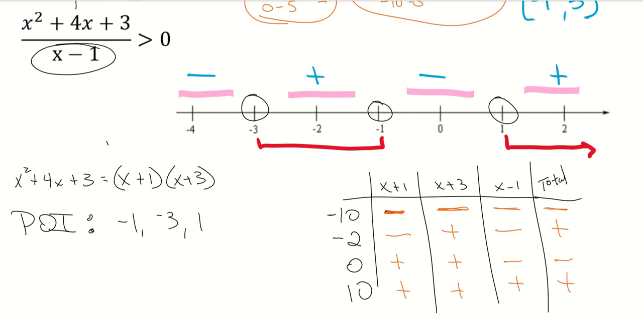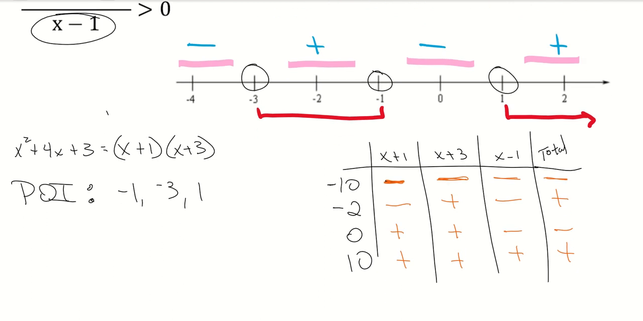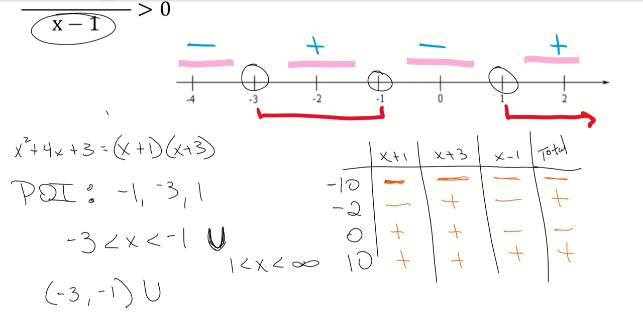So we would write that such as negative 3 is less than x, which is less than negative 1, union 1 less than x less than infinity. Or using our interval notation, we would say parentheses, negative 3, comma, negative 1, union 1, comma, infinity.